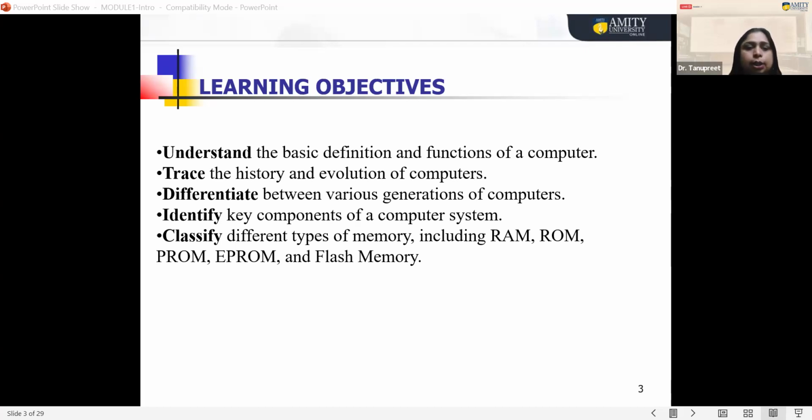Now let's start. So students, if you want, you can just run yourselves through the learning objectives. That means whatever content we are going to cover. This is the understanding which you are going to develop by today's session.